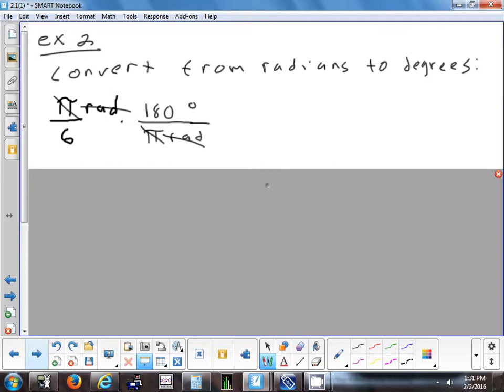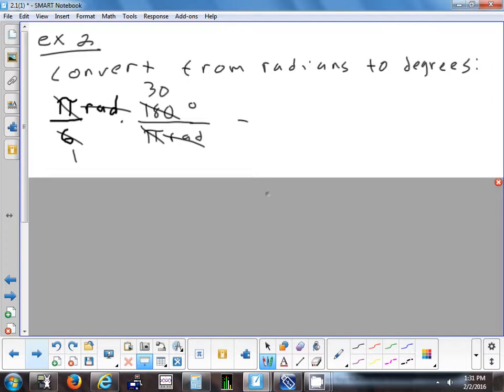And now people said this reduces. 6 goes into 180 30 times. Okay, if you can't do that, you always use your calculator. Or just think in your head, 6 goes into 18 how many times? And then add a 0. Okay, so what's my final answer here? 30. Okay, so pi over 6 radians is 30 degrees.